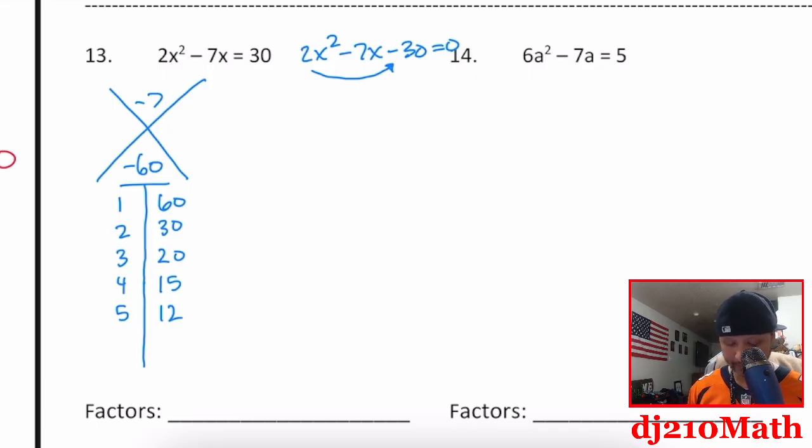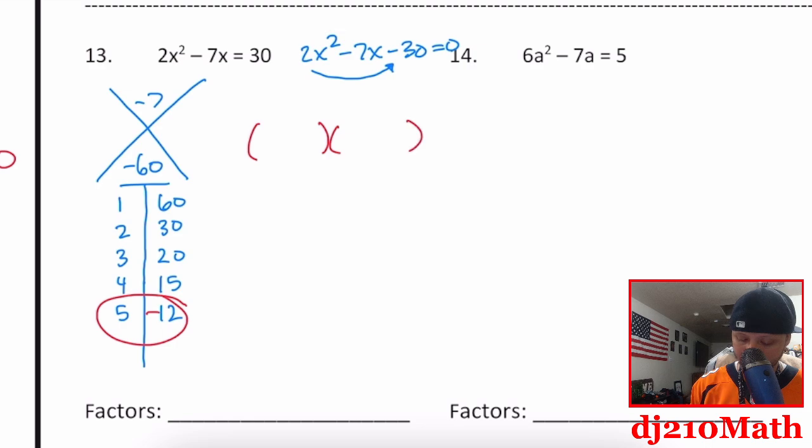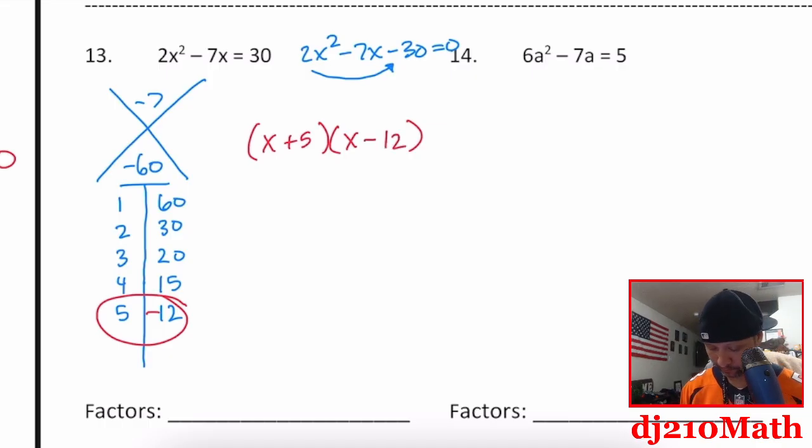So I need this to multiply to make a negative, so one of them has to be negative. Add them together, they have to equal a negative. Therefore, the big one has to be negative. So 5 take away 12 is negative 7. So going to our factors, x plus 5, x minus 12. Remembering to divide out the a. So divide by 2, divide by 2.